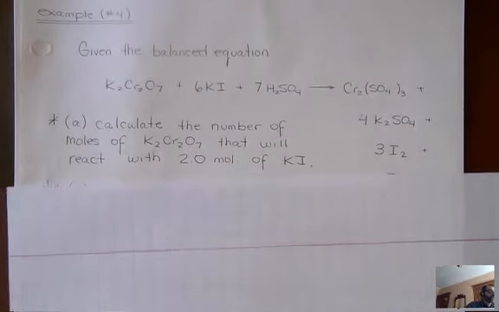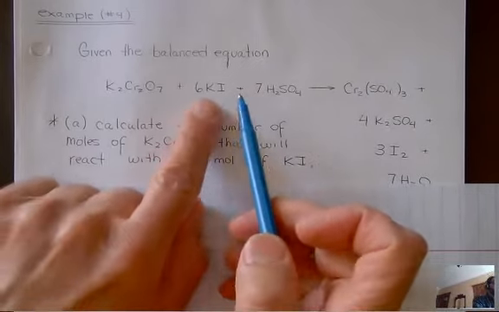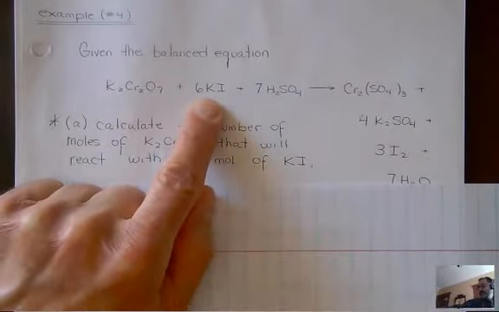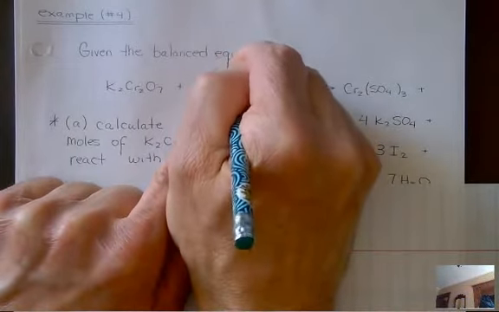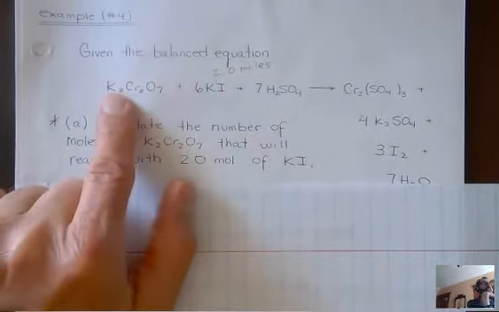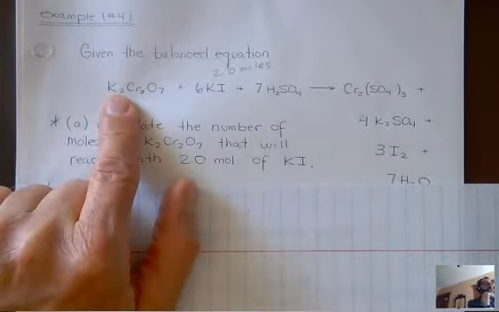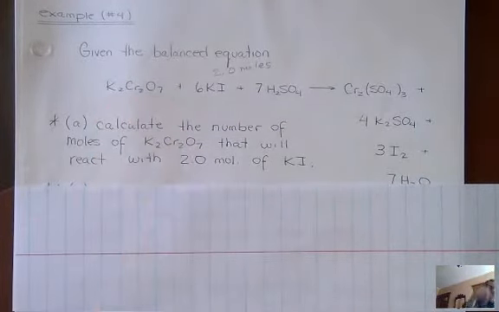Okay, let's look at A. Question A says calculate the number of moles of potassium dichromate that will react with 2 moles of KI, potassium iodide. Okay, they gave you 2 moles of this. I'm going to write it up here in pencil so I can erase it later. They gave you 2 moles of this, and they're asking you how much of this reacts with it. Okay, so that's the relationship. I'm relating 2 reactants. Well, this is an easy one. We can almost do this in our head, right?